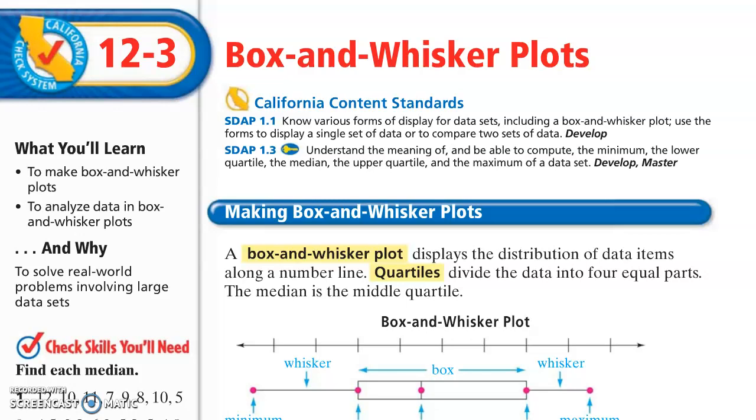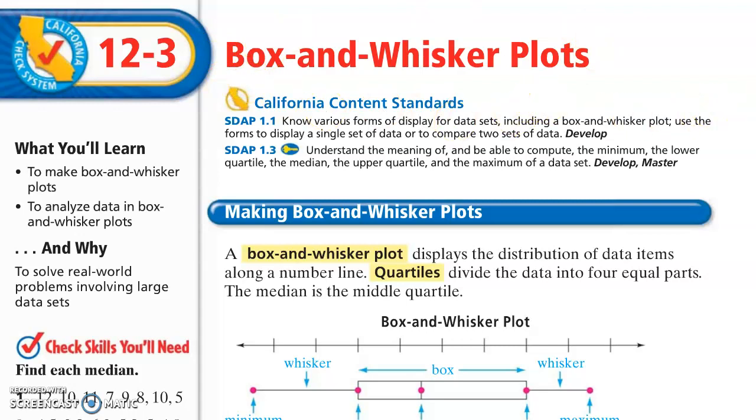It's time for another math lesson, chapter 12, lesson 3. Today we're going to talk about weird things, kind of a weird name, called box and whisker plots. Now, these are really easy to work with. Basically, if you can find the median, meaning the number in the middle of a list of numbers, then you can go ahead and make these plots.